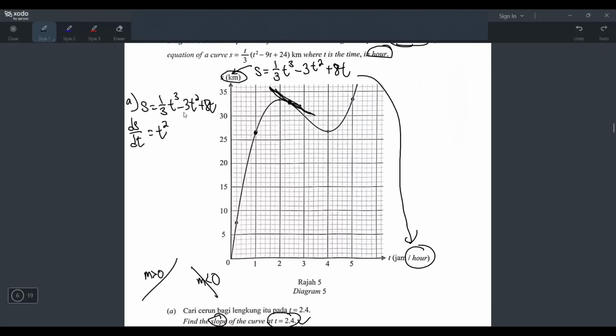Power darab depan, power minus 1. 2 times negative 3, negative 6. Power minus 1 is just 6t. Differentiate 8t is just going to be 8. Right? And what you do now, this is not the answer.